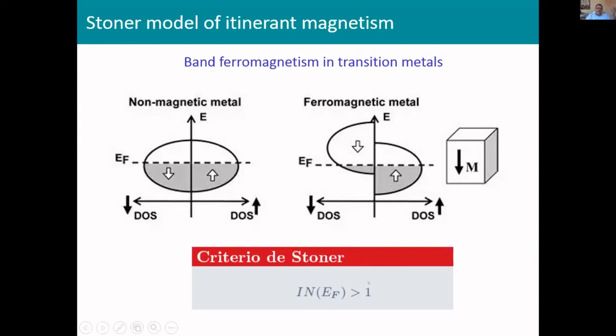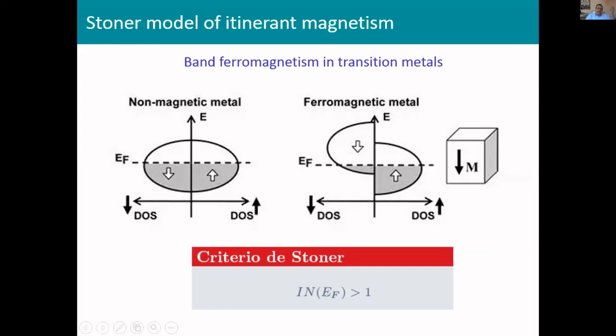One very useful criterion that is the successful result of this model is the Stoner criterion. The Stoner criterion established that the product of the density of states at the Fermi level for the paramagnetic system times the Stoner parameter. The Stoner parameter is an interatomic property related with the spin exchange, the strength of the spin exchange.